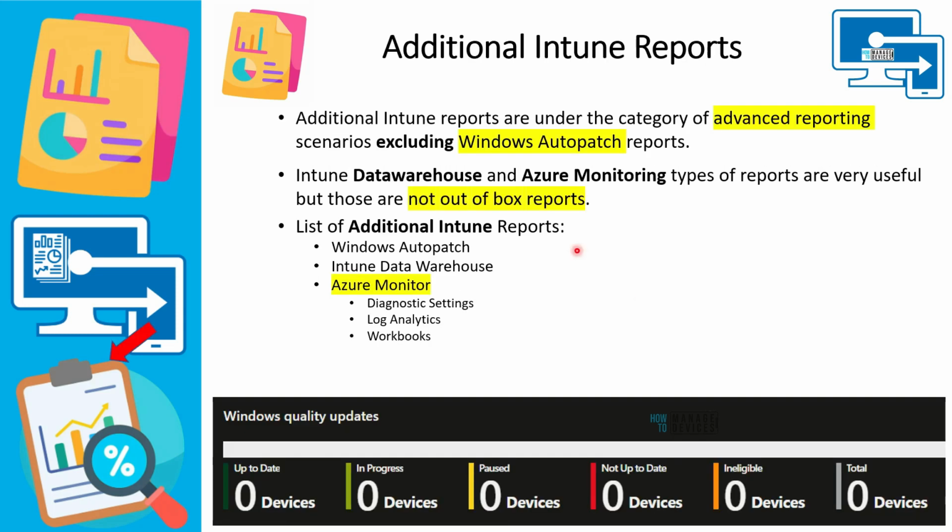Okay, let's move on. What are the additional Intune reports or integration options available? These are advanced Intune reporting options apart from Windows Autopatch. Windows Autopatch reports are inbuilt reports, but with other options like Intune Data Warehouse, you can connect it with Power BI and create some beautiful reports. And then you can integrate Intune and Azure Log Analytics workspace and create a lot of custom reports using different methods like diagnostic settings, workbooks, etc.